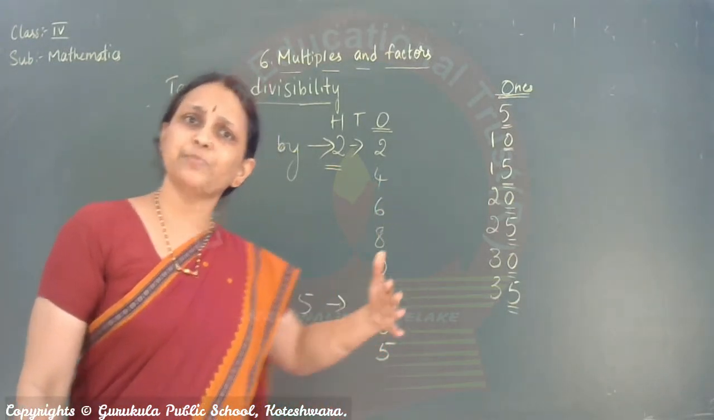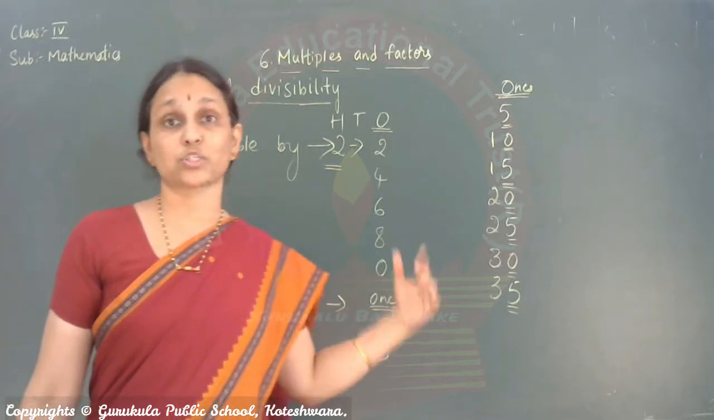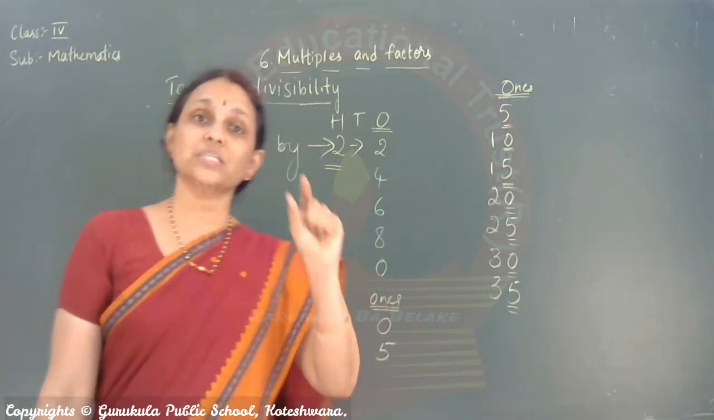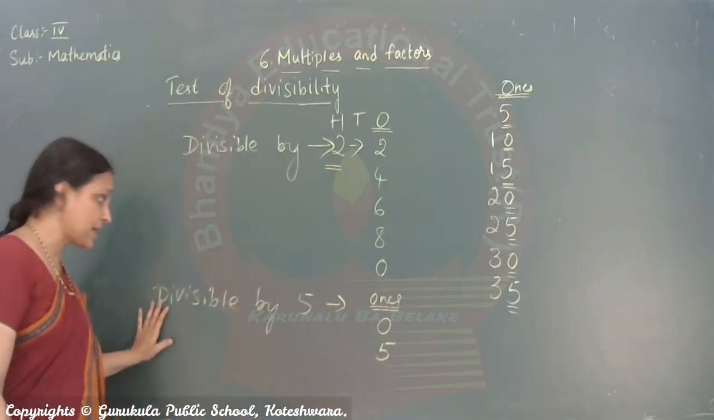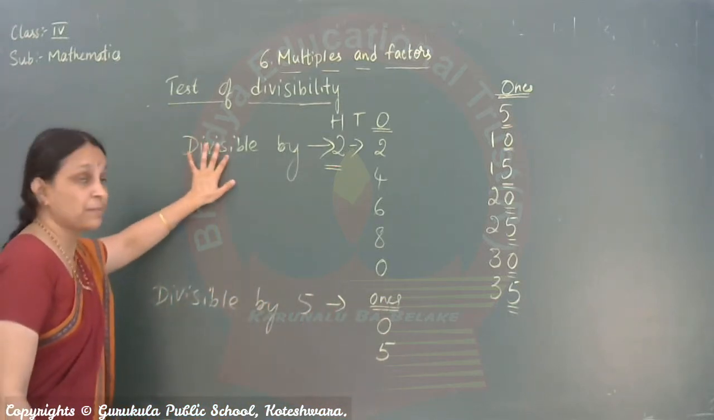Ones place only you should see. Let the number be thousands or lakhs or crores, but the ones place you see. What is there in the ones place? Then you can find out whether it is divisible by 5, whether it is divisible by 2.